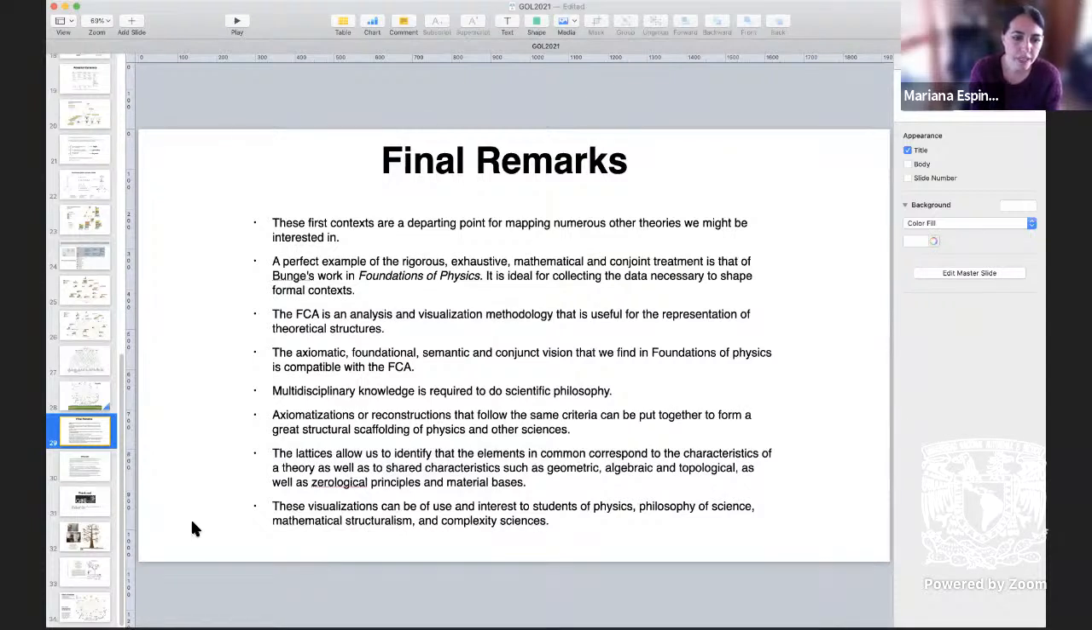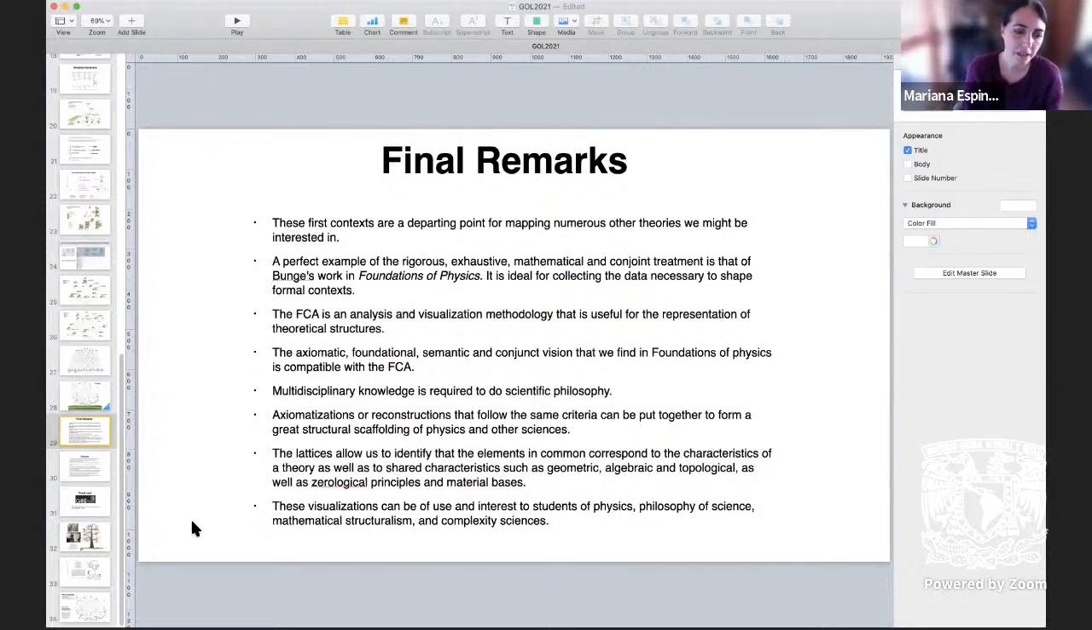And yes, multidisciplinary knowledge is required to do this scientific philosophy that we call it. Axiomatizations and reconstructions that follow the same criteria can be put together to form a great structural scaffolding of physics and other sciences. The lattices allow us to identify that the elements in common correspond to the characteristics of a theory, as well as to the shared characteristics of such geometric, algebraic, and topological principles and material basis, which I could not talk about. But it's an interesting topic to read about in the Foundations of Physics of Mario Bunge.